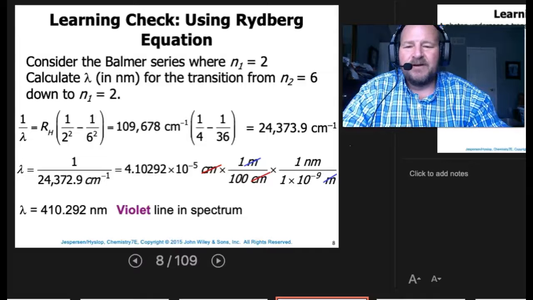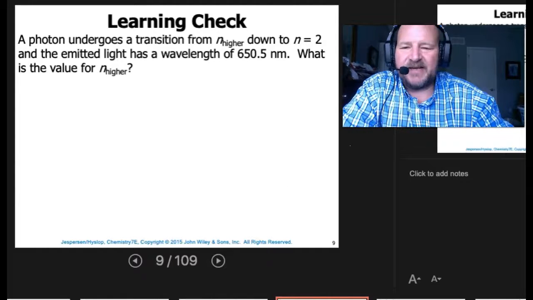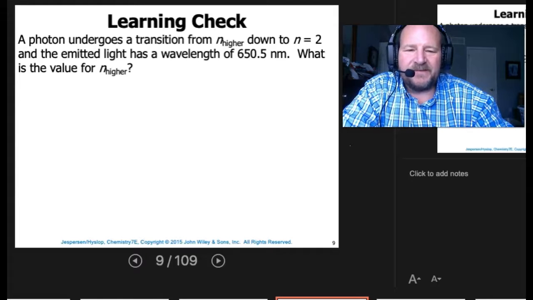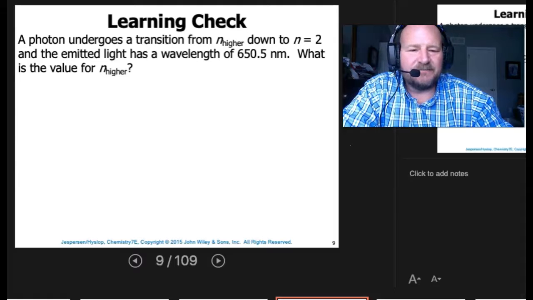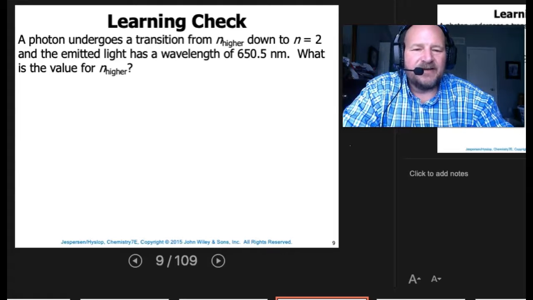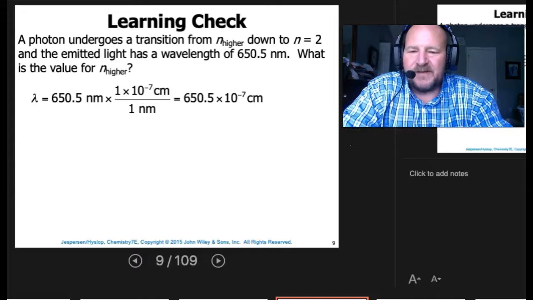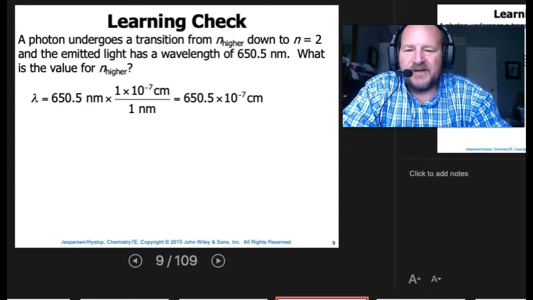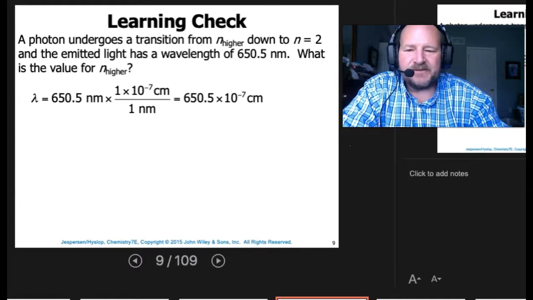All right, so a photon undergoes a transition from n higher down to n equals 2, and the emitted light has a wavelength of 650.5 nanometers. What is the value for n higher? So lambda is equal to 650.5 nanometers times 1 times 10 to the negative 7 over 1 nanometer, so that's going to get us into centimeters. That's going to equal 650.5 times 10 to the negative 7 centimeters.